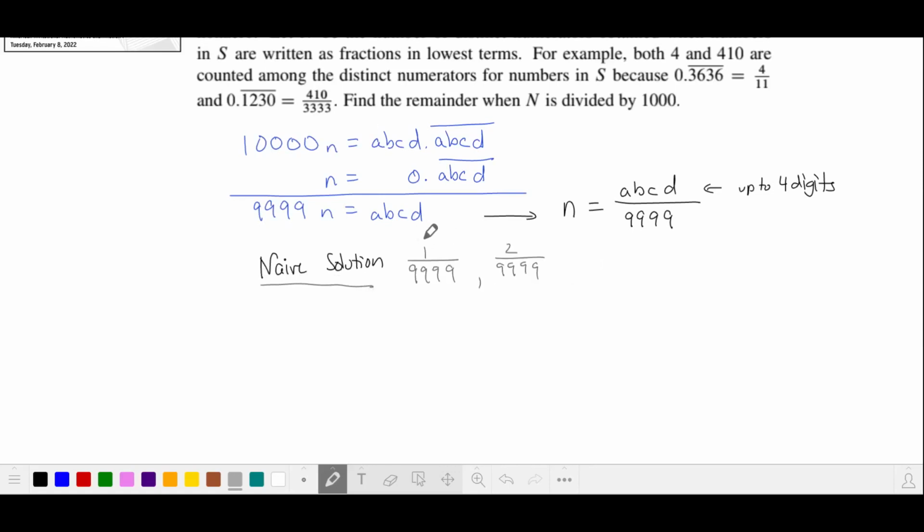We can start counting with a numerator of 1, a numerator of 2, but when we have a numerator of 3, we need to rewrite this in lowest terms. And we see that this does not give us another unique numerator, so we need a different way to count.